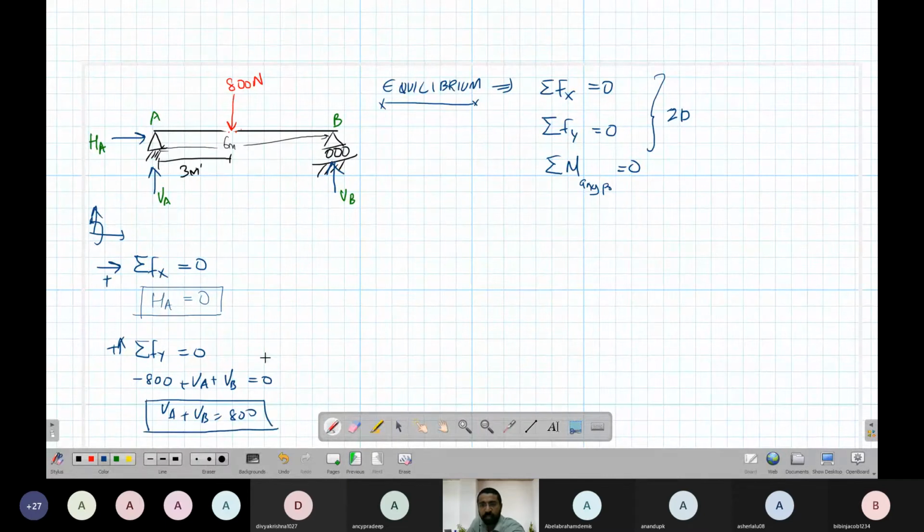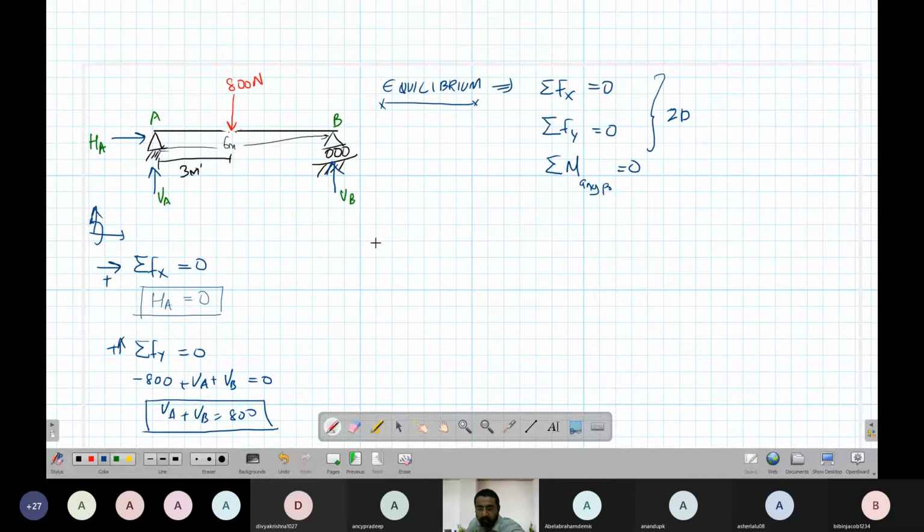So it makes sense. It makes sense because the downward force is 800, so these two forces together must apply the same force upward. Okay, so it makes sense. VA plus VB is equal to 800. So this is coming from my equilibrium equation, right?